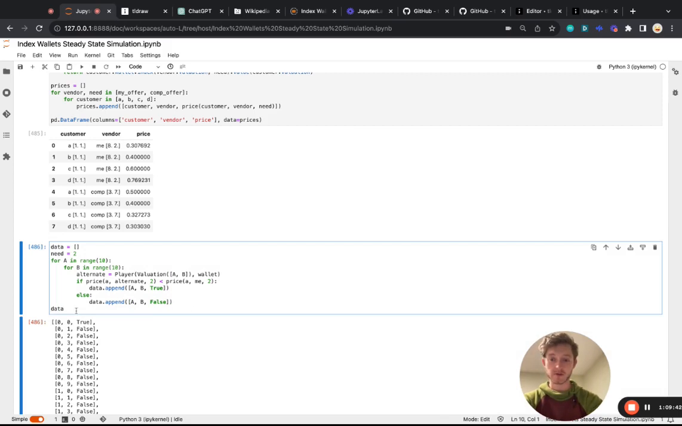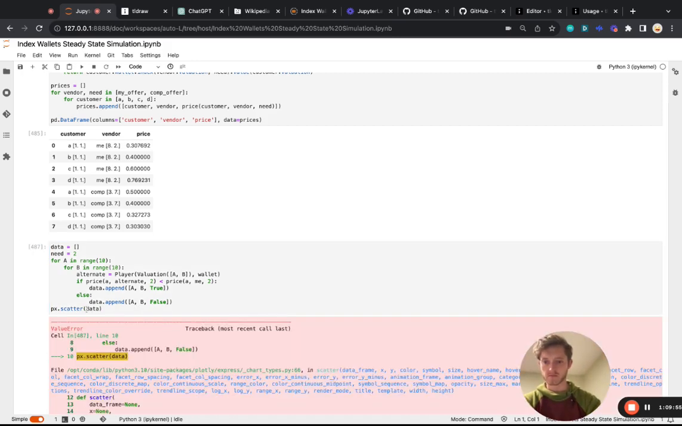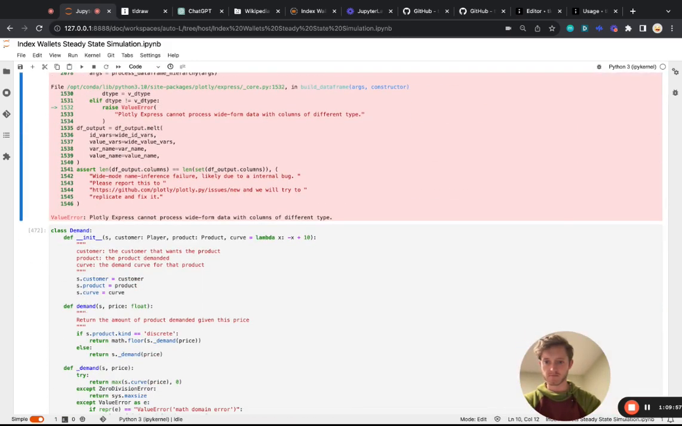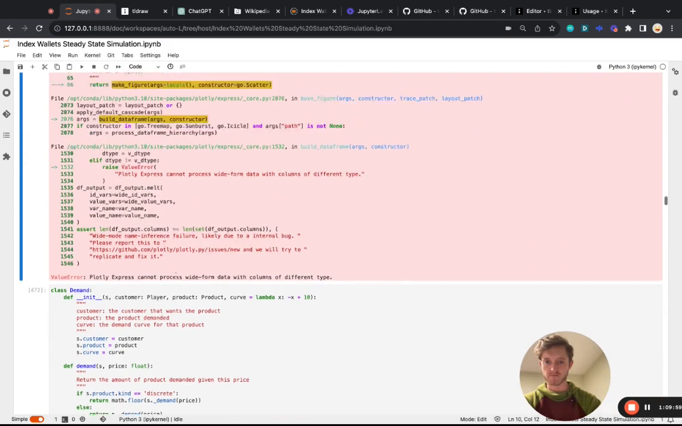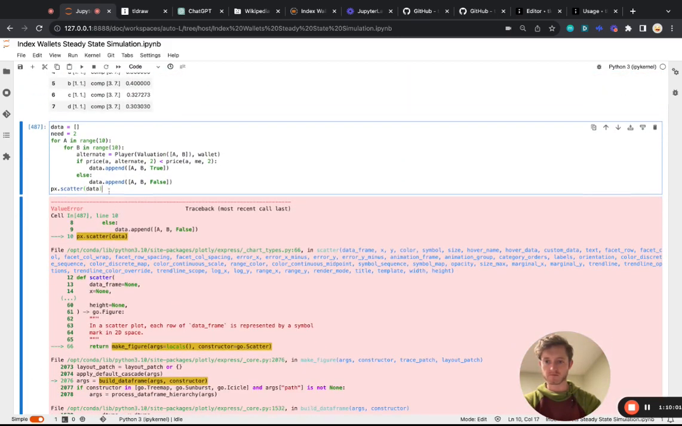And now we should be able to px.scatter, x should be equal to 0, y should be equal to 1.